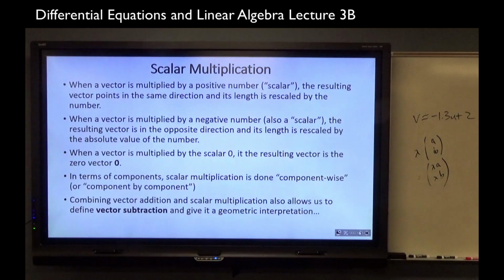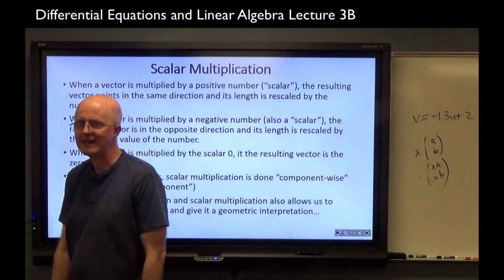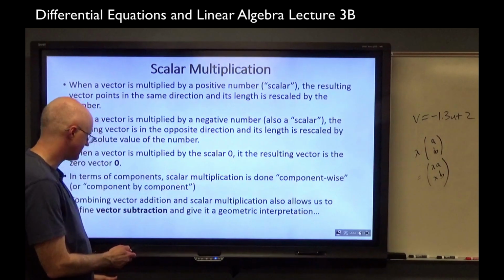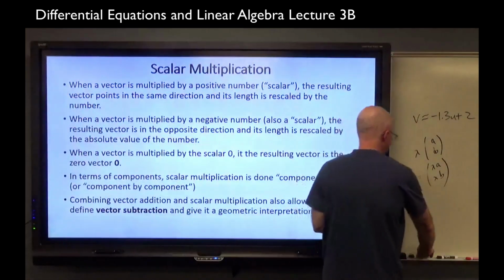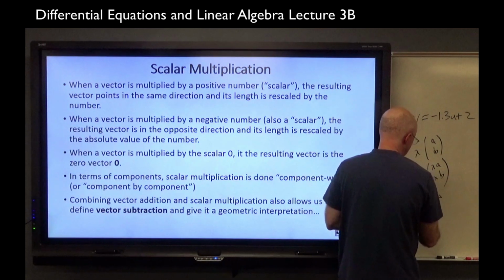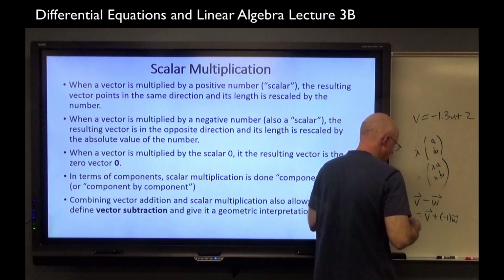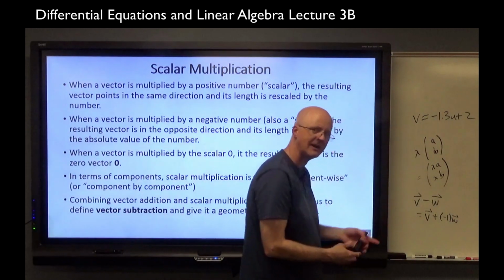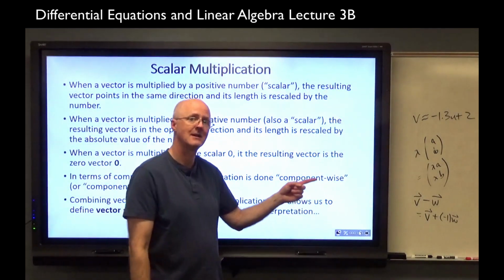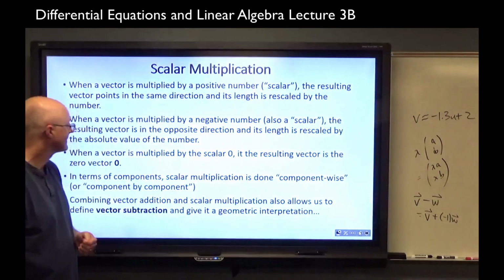Combining vector addition and scalar multiplication also allows us to define vector subtraction and give it a geometric interpretation. That is the end of lecture 3B. I would encourage you to take the time to think about that. Let me give you another hint. V minus W should be thought of as V plus -1 times W. That's how you can use vector addition and scalar multiplication to define what vector subtraction should mean. Now, you try to figure out some pictures how to give that geometric meaning. That's definitely a very good exercise. Okay? And thanks for watching.